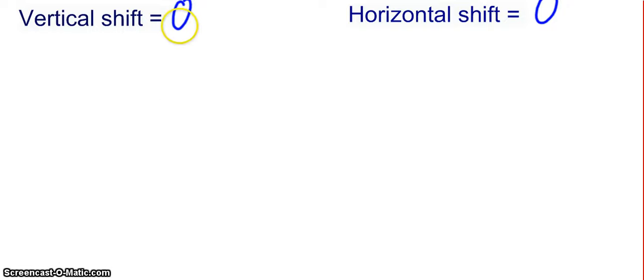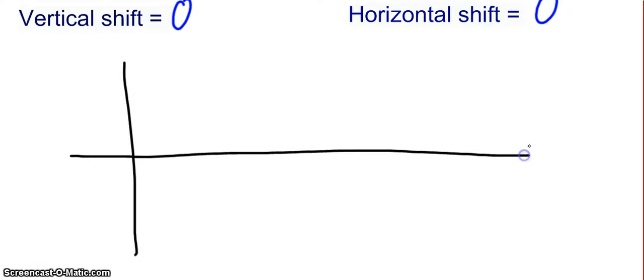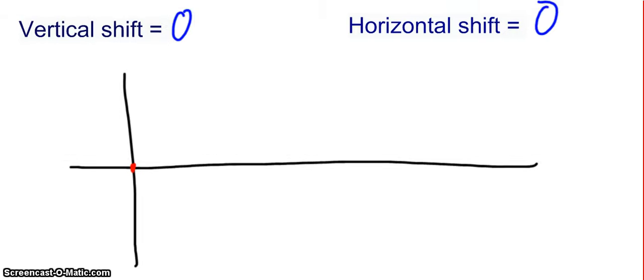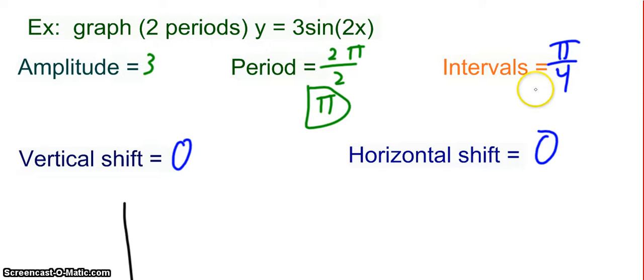So since my vertical shift and my horizontal shift are both at 0, I know that the origin is going to be important, so I'm going to focus this on the origin. I will show you when that is not the case. So I'm going to put a mark here at the origin. Now I'm going to count up by the intervals.